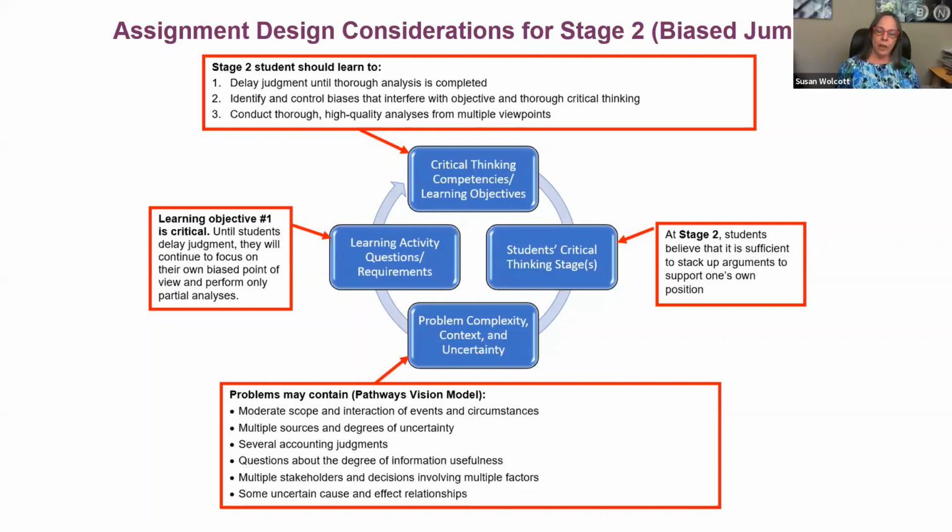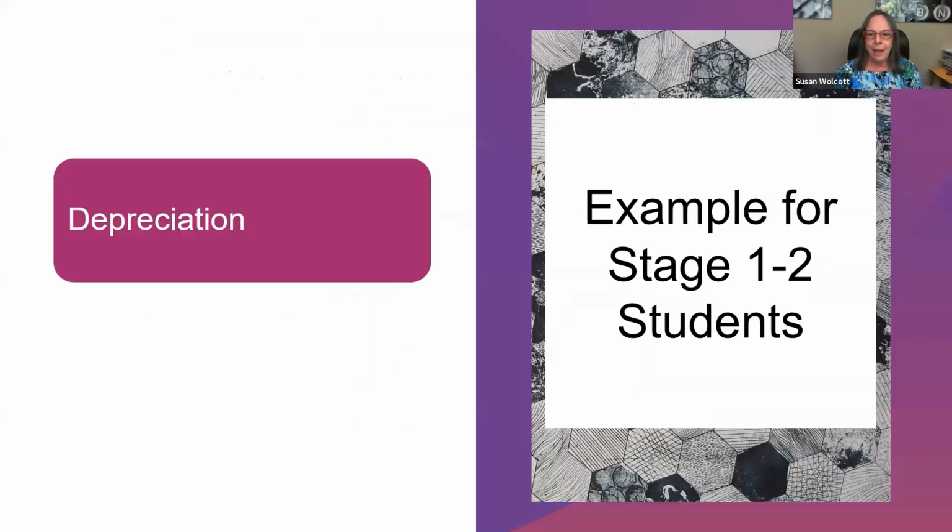So my biggest challenge with students at stage 2 is to get them to do more thorough pros and cons and to delay their judgment. That's the big key with these students. Down at the bottom of the slide, you can see that you can give these students a little bit more complexity than stage 1. You still need to keep it at a fairly low, moderate level because they can be overwhelmed, but you can make it just a little bit more sophisticated in terms of the nature of the problem. So now let's turn it back over to Deanna.